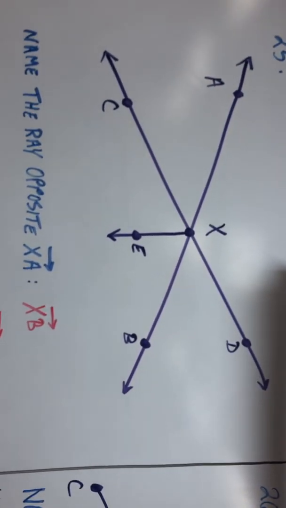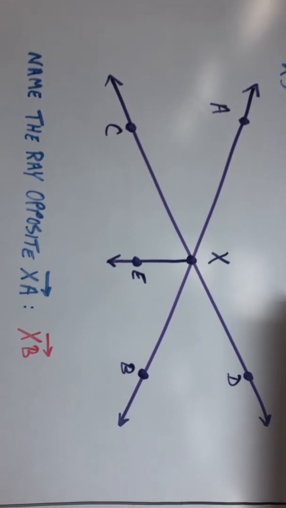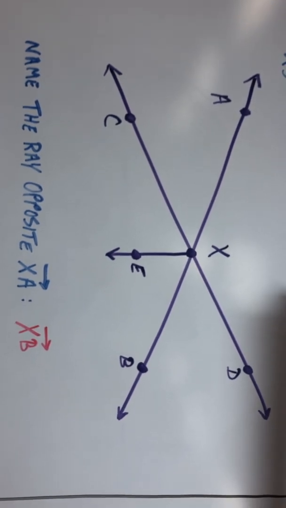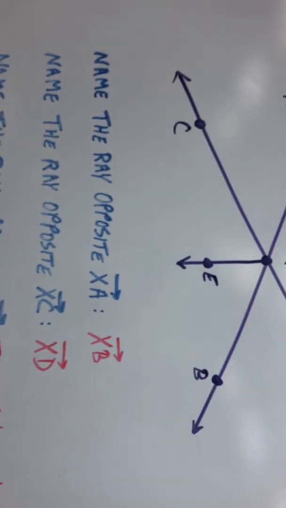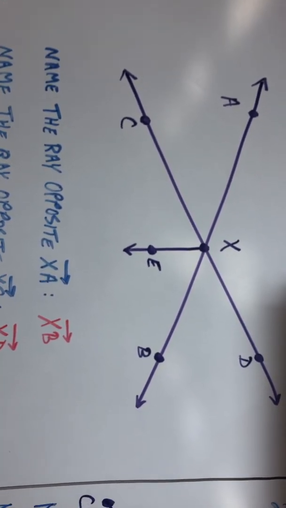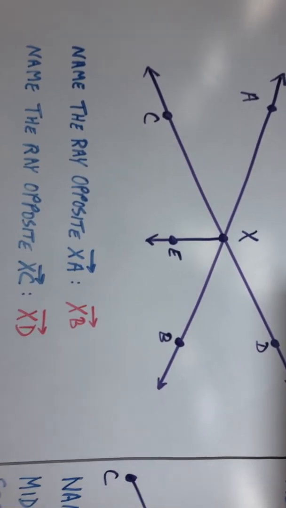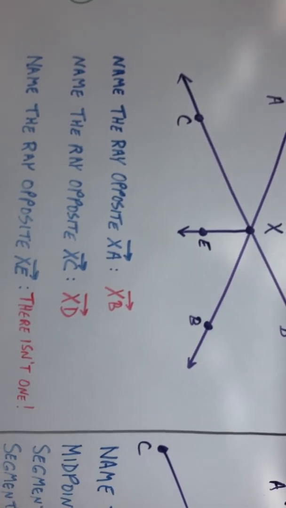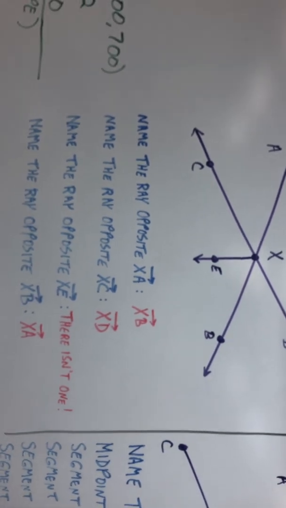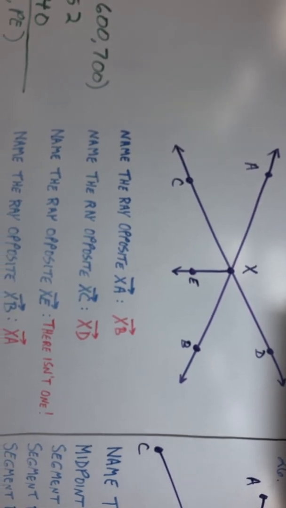Name the ray opposite XA. You see XA, ray XA. So if you're going from X through A, opposite would be X through B, ray XB. What's the ray opposite XC? Same thing, XD. Ray XD is going opposite XC. Opposite XE. Don't let me trick you, there isn't one. Opposite XB would be XA.